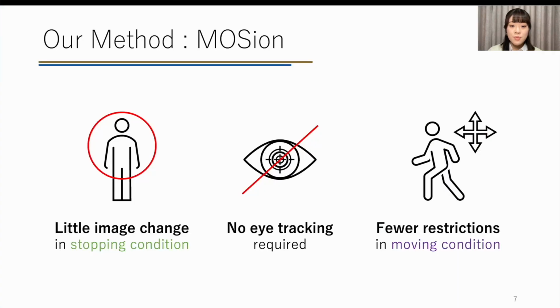To address these problems, we propose a new gaze guidance method called MOSion. MOSion meets the following three requirements. Firstly, it provides gaze guidance only in motion, allowing the stopping observer to see the original image. Also, no eye tracking device is required. Furthermore, there are less constraints by motion, and it can accommodate irregular human movement.